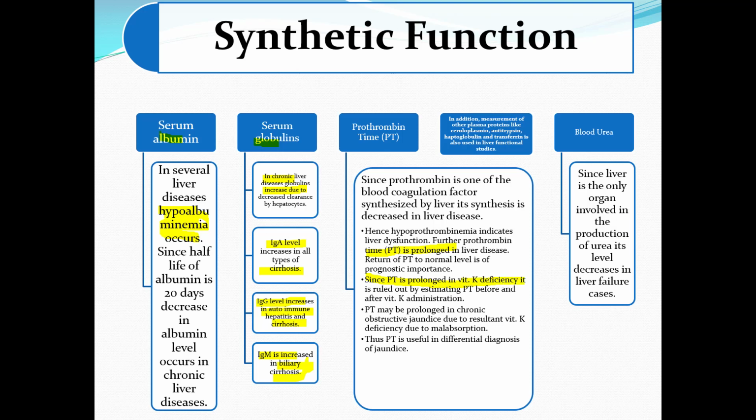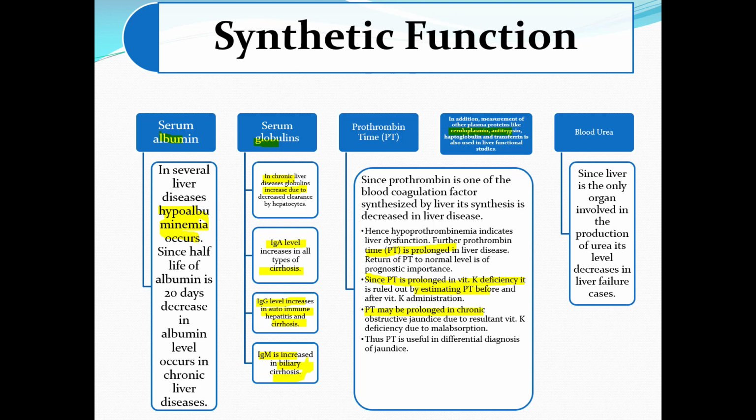it can be due to vitamin K deficiency also. So what we will do, we will inject vitamin K and redo the PT. If PT is prolonged even after vitamin K injection, it is not obstructive jaundice. It is due to the parenchymal disease. If it is corrected, that means it was due to obstructive jaundice where lipids were not absorbed, so vitamin K deficiency caused the increased prothrombin time.